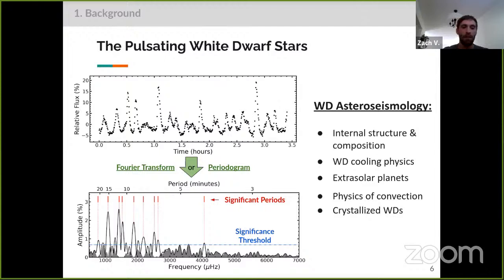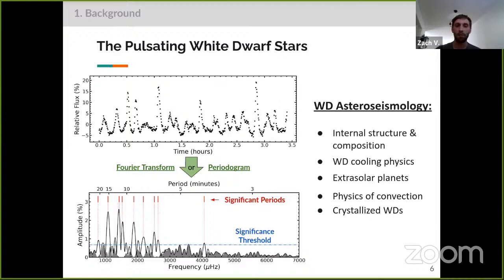The difficulty is you typically need a lot of data to get reliable mode identifications. This has been done with the Whole Earth Telescope originally, which is a global network of telescopes that tried to just continuously observe white dwarfs for weeks to really nail down the periods. More recently, there's been spacecraft like Kepler and now TESS that can get continuous observations from space. That has been really helpful for doing detailed white dwarf asteroseismology as well.